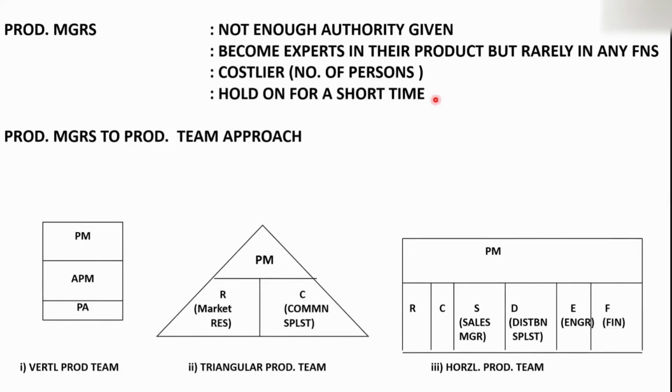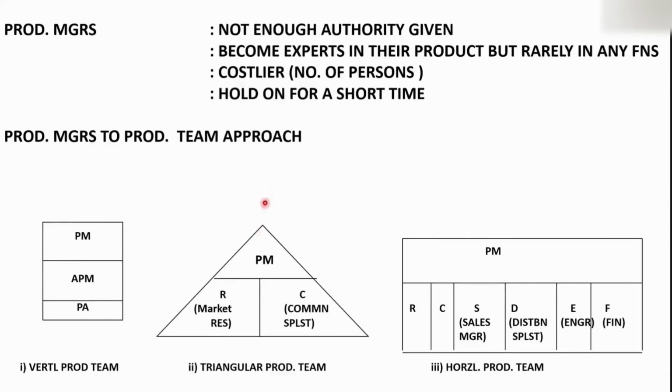In contrast to these product managers, organizations are now looking at a product team approach. That is, you have a product manager, under him an assistant product manager, and then under him a product assistant or whatever you want to call that. So this can form a vertical product team. What happens when you have a team approach? If somebody wants to leave the organization, there is a buffer available with the organization which can take care of the activities of the product managers group for some time.